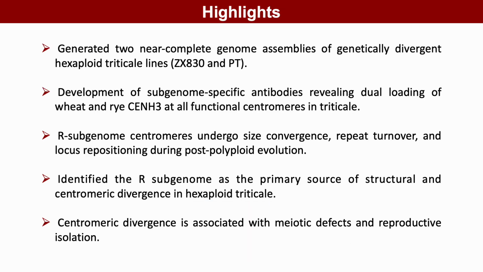Our findings are summarized in 5 key points. First, we generated 2 near-complete genome assemblies of genetically divergent triticale lines. Second, we developed subgenome-specific antibodies revealing dual loading of wheat and rye CENH3 at all functional centromeres. Third, we found the R-subgenome undergoes extensive centromere remodeling during post-polyploid evolution. Fourth, we identified the R-subgenome as the primary source of structural and centromeric divergence. Finally, we linked this divergence to meiotic defects and reproductive isolation.